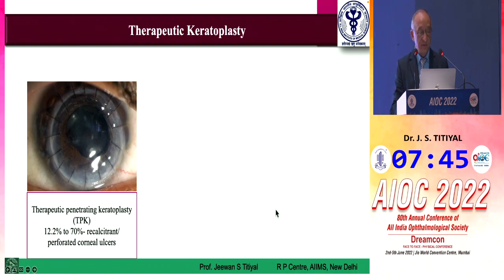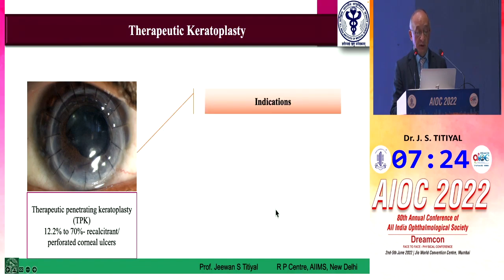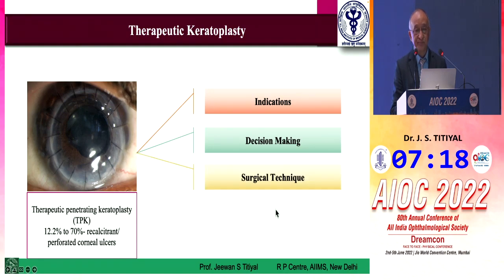But you know that almost every patient may not heal with your medical management. There is a certain group of patients who require a therapeutic keratoplasty, and Dr. Rajesh Fogla did talk about cases where you can do a lamellar keratoplasty also. If you look into the literature, around 12 to 70% of cases are very difficult to manage and may require a keratoplasty as such. So what are those indications where we might think of a therapeutic keratoplasty?